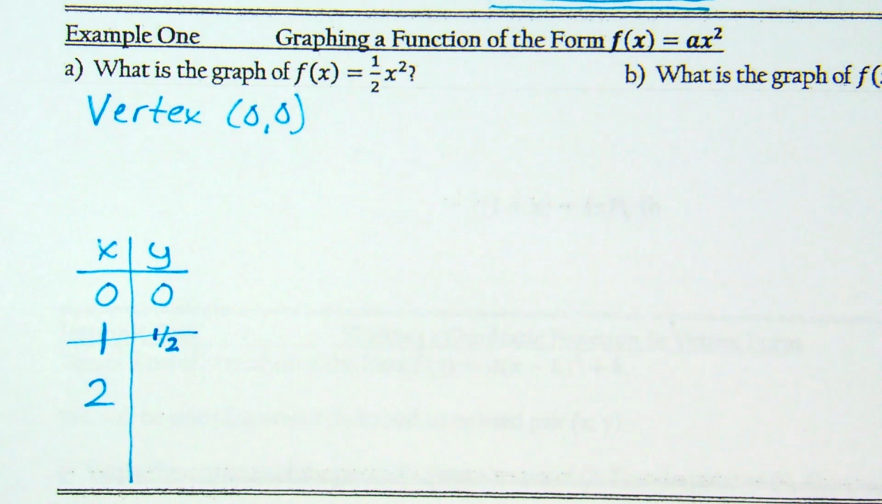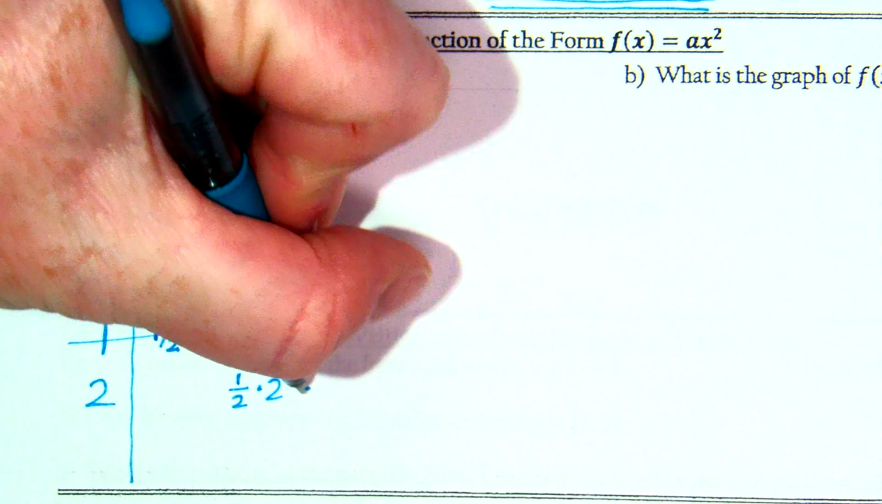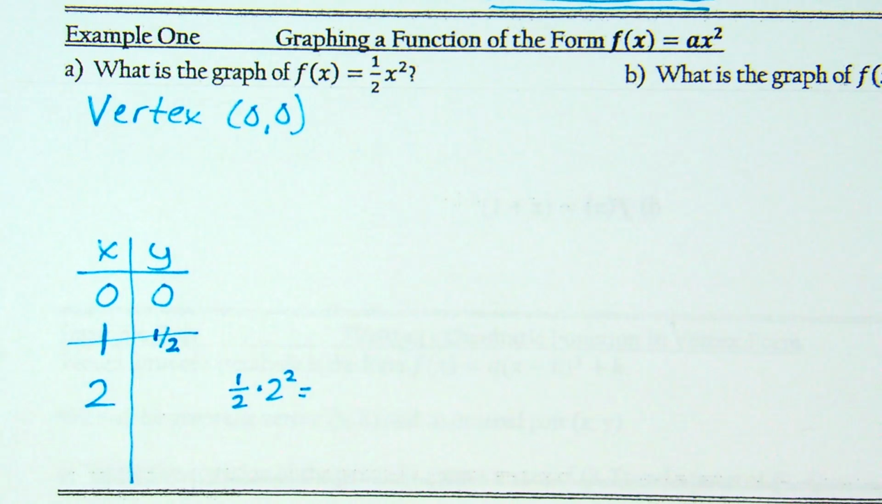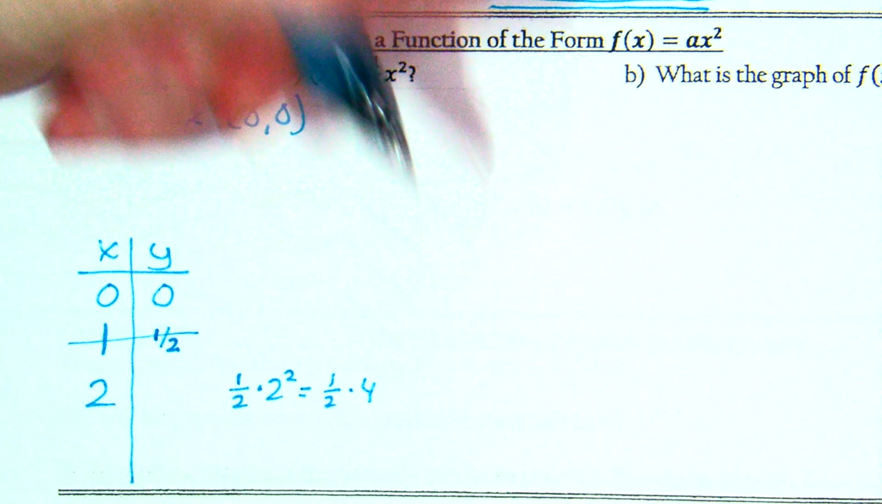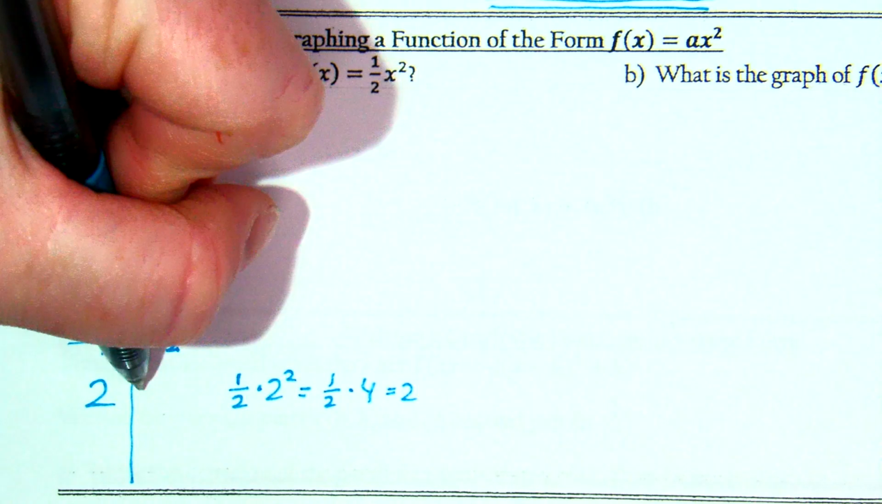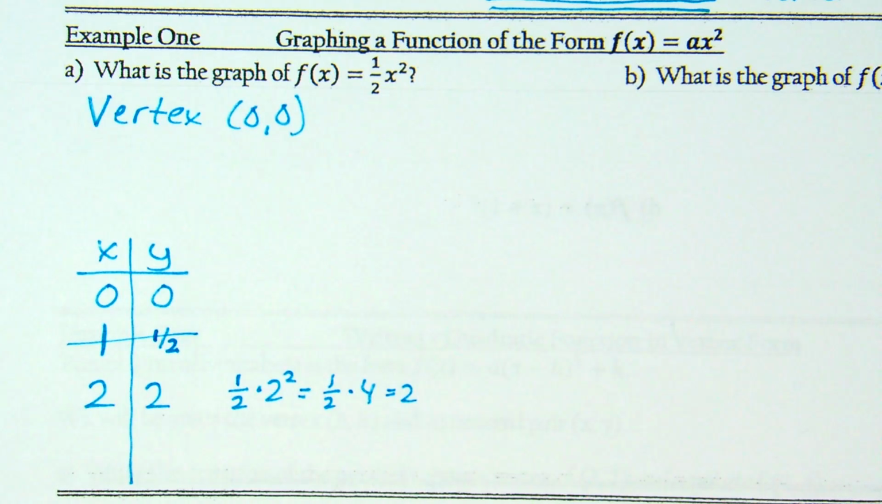So, plug in 2, so that means I'm doing 1/2 times 2 squared. Remember, always do your exponents before you multiply. So 2 squared is 4. Half of 4 is 2. Oh, 2, 2 is a much better ordered pair, isn't it? Okay, what's next? 4. What about 3? 3 works because you can get 9.